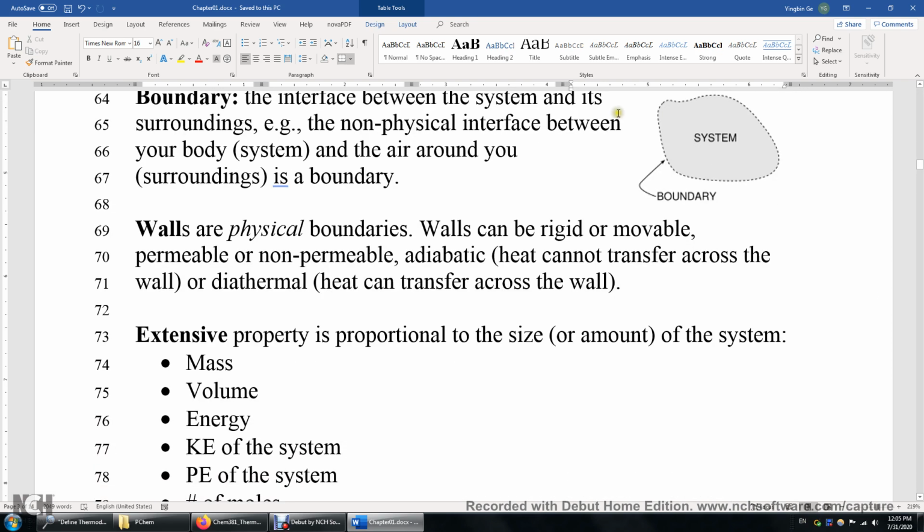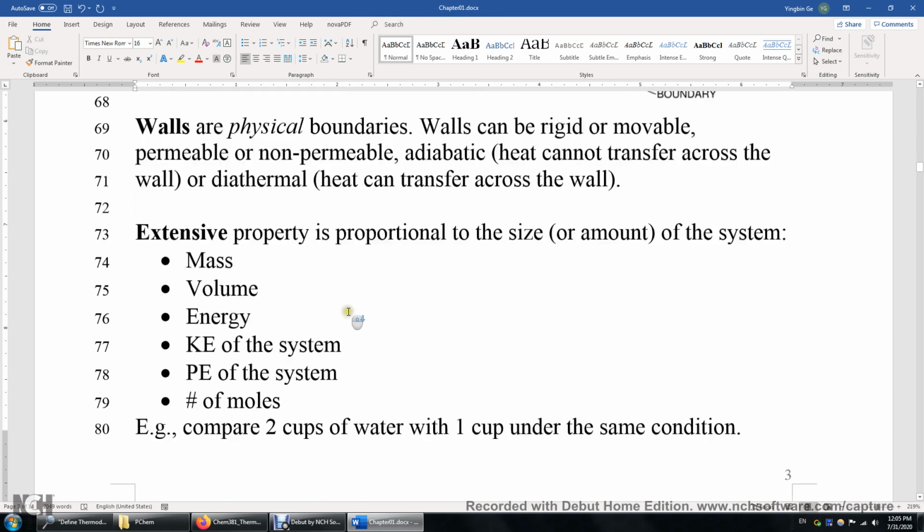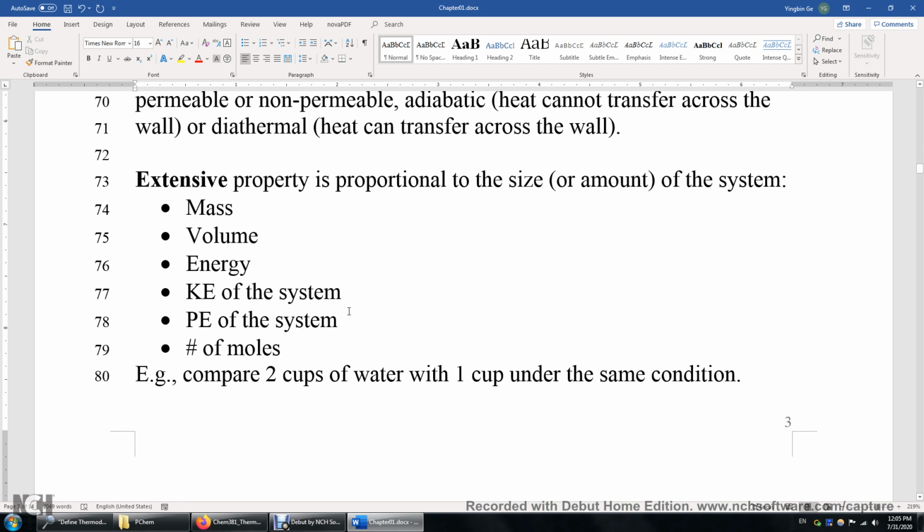Now we're going to talk about extensive versus intensive properties. Extensive properties are proportional to the size of the system. For example, the mass, volume, energy, kinetic energy, potential energy, or number of moles. For example, if you have 2 cups of water versus 1 cup of water, the mass of 2 cups of water is twice the mass of 1 cup of water. Therefore, we can see the mass of the system is proportional to the size of the system.